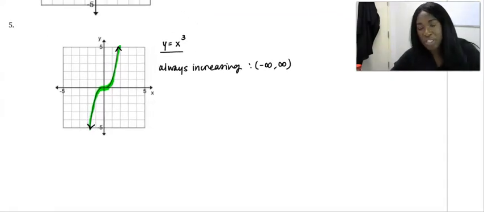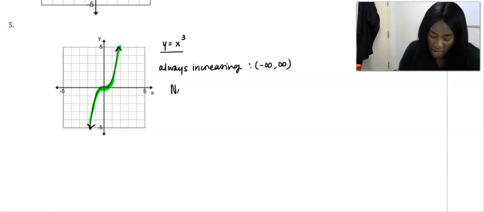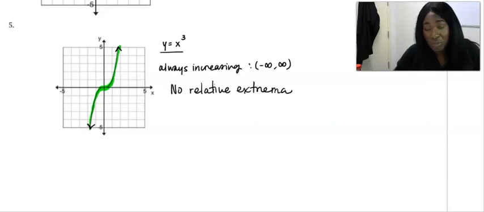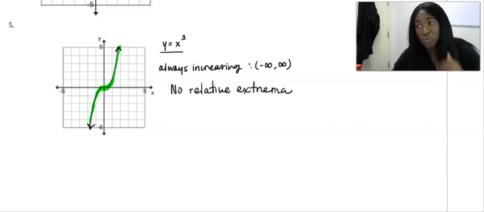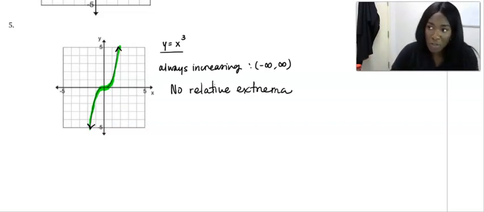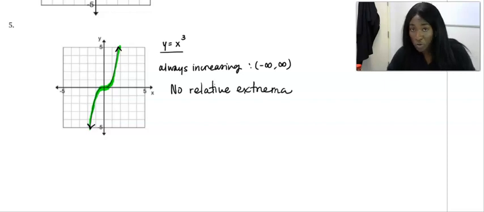And if the graph is always increasing, then it cannot have any relative extrema, because the only way you get relative extrema is by switching from increasing to decreasing or switching from decreasing to increasing. So if it's always increasing, no relative extrema. If it's always decreasing, no relative extrema.